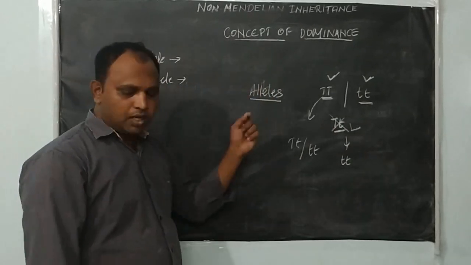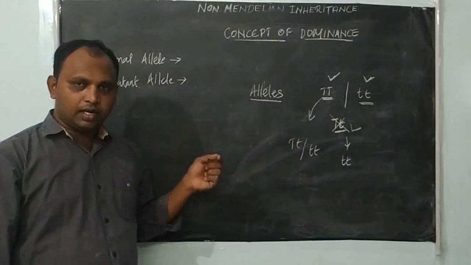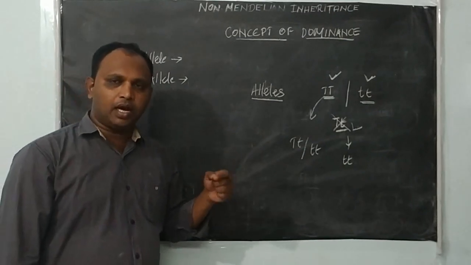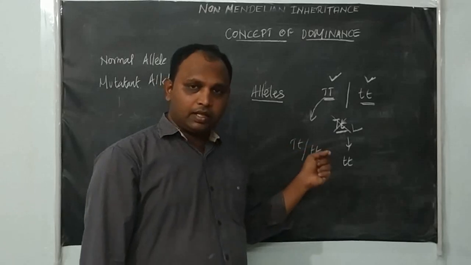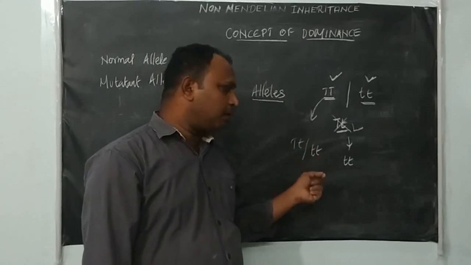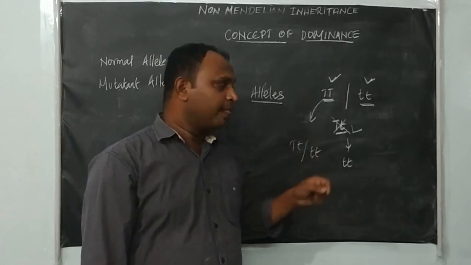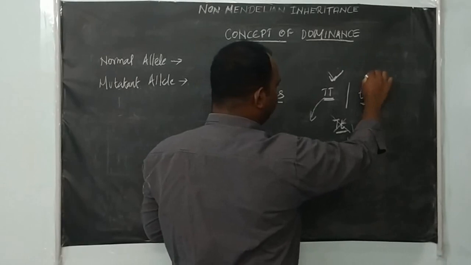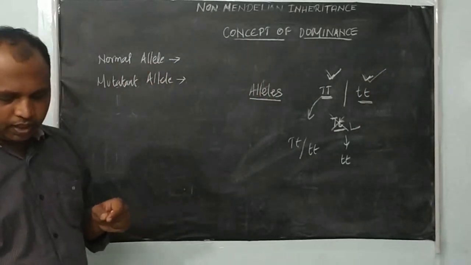So this dominant allele you can call wild type, and the recessive allele you can call mutant type. The dominant allele, due to mutation, becomes either heterozygous or homozygous recessive mutant type. Actually this one you can say is a wild type or dominant type, and this one you can say is mutant type. Small t is the mutant type.